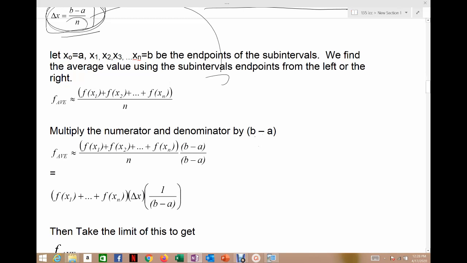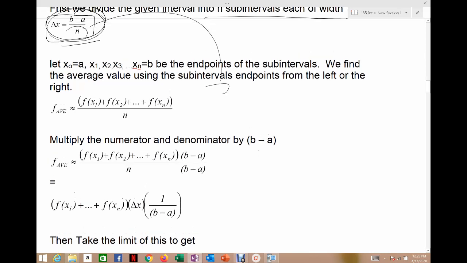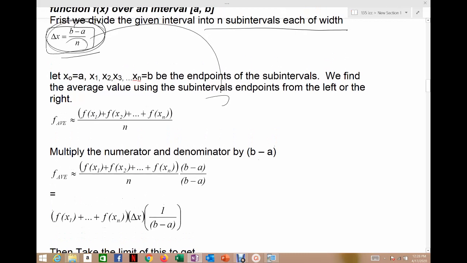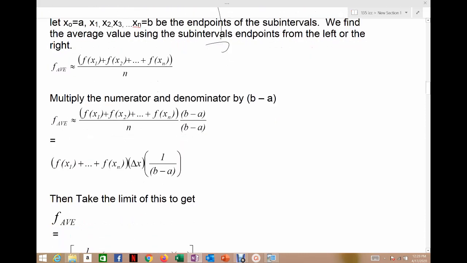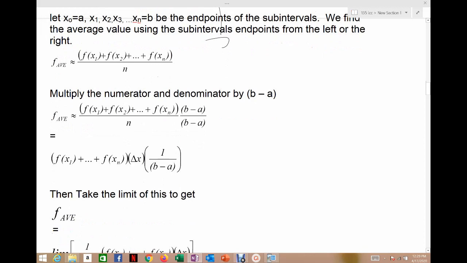And so what we do is, well, I need the b minus a, right? The b minus a divided by n is my delta x. Well, I can't just randomly put b minus a in there. I put in the multiplication of 1, right? b minus a divided by b minus a is the same as multiplying by 1. It's just a more complex one. All right, then we move stuff around, and basically what I did in this step is I moved this over.